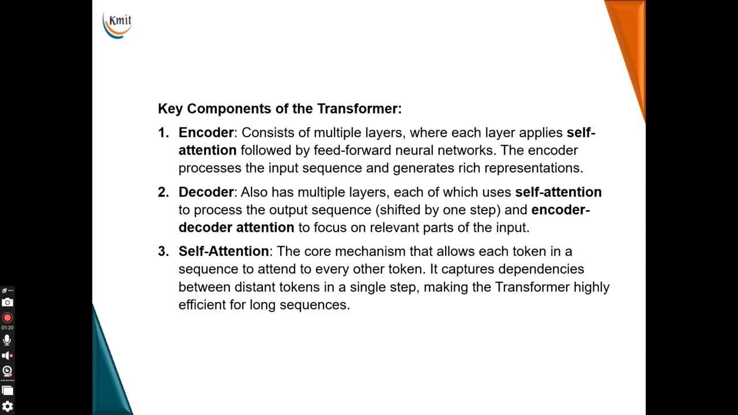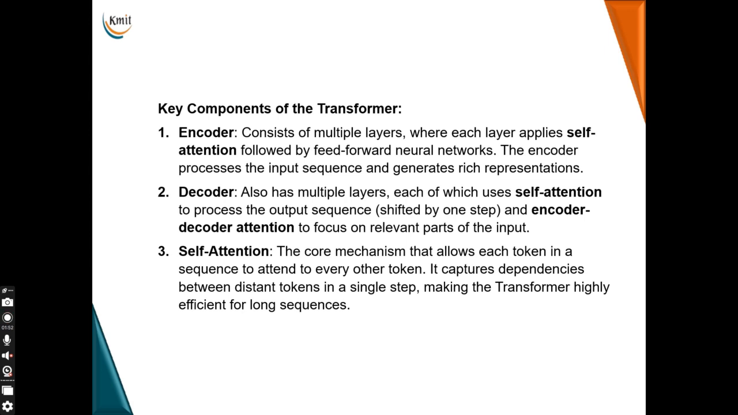The decoder also has multiple layers, and every layer of the decoder also uses self-attention to process the output sequence, and an encoder-decoder attention method to focus on relevant parts of the input. In the previous session we have seen how the encoder-decoder attention focuses on which input tokens are to be considered and which are not.